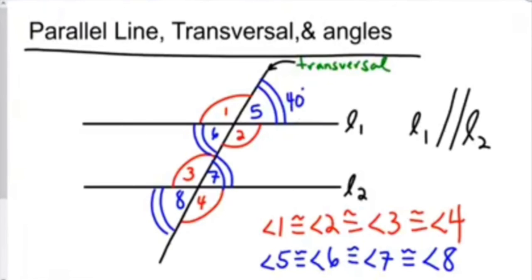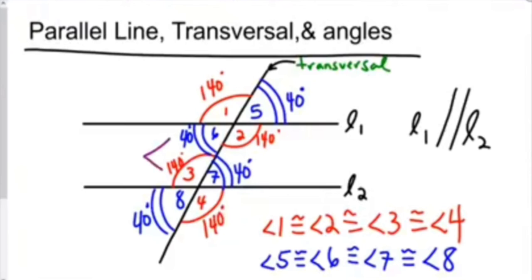And to continue, let's say angle 5 is 40 degrees. All the blue will be also 40 degrees. See, because they're acute angles. And let's give a value to angle 1. Let's say it's 140. It would have to be 140 to complete the 180. All the red angles would be the same, 140.